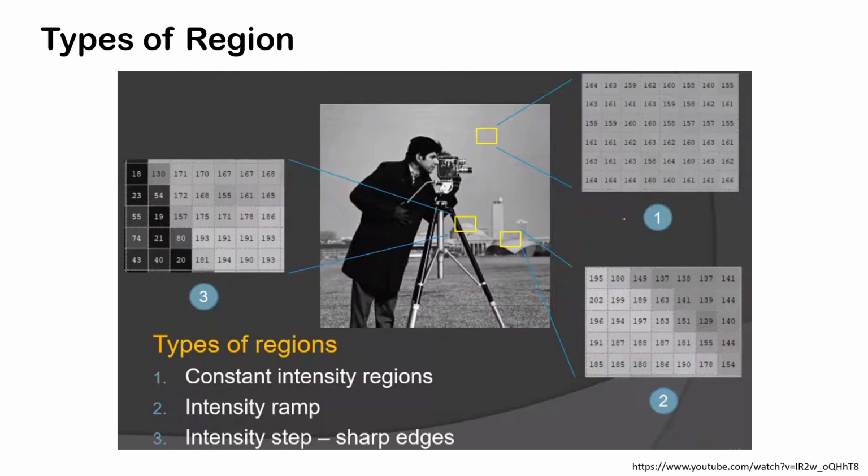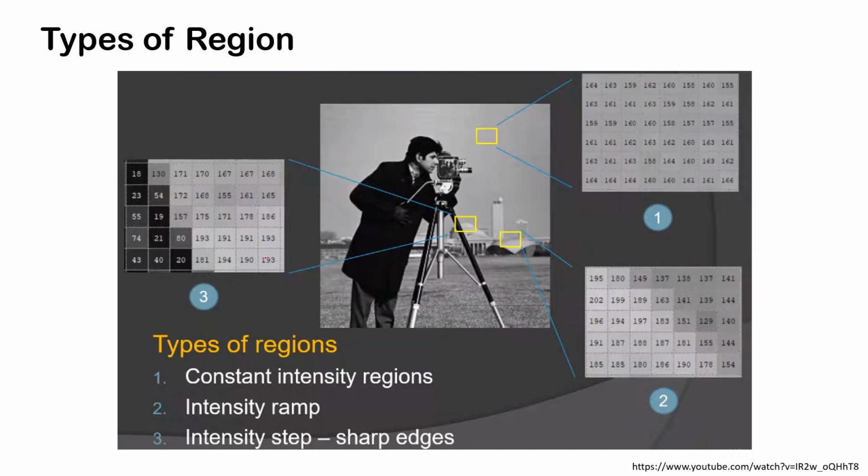So the first one, they call it the constant intensity region. So let's look at the second one. They call it the intensity ramp, just a ramp. You can see here this is the brighter place, then you have the darker place here. So the change between this part and this part is not that big. So they just call it an intensity ramp.